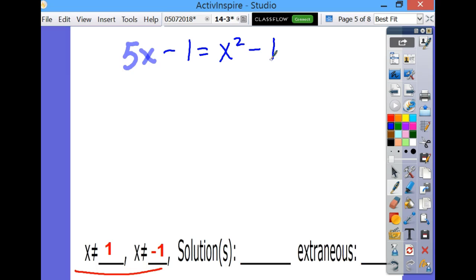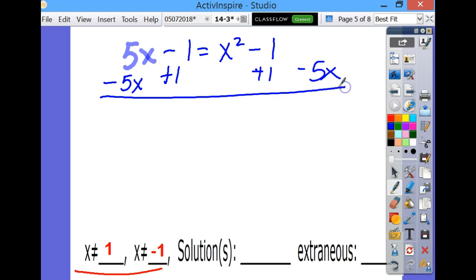If x is squared, I need to get these terms over here with the x squared terms. So I'm going to subtract the 5x from both sides and add the 1 to both sides to zero this out. The 5's cancel and the 1's cancel. By the way, what happens to the 1's over here? They cancel. This is a binomial. It's not a trinomial.